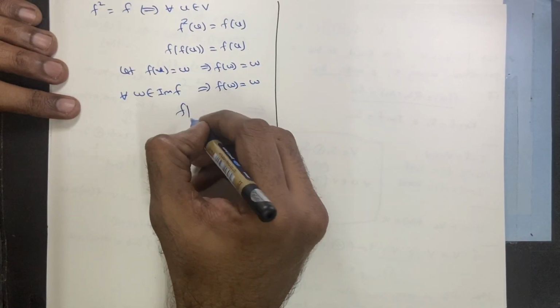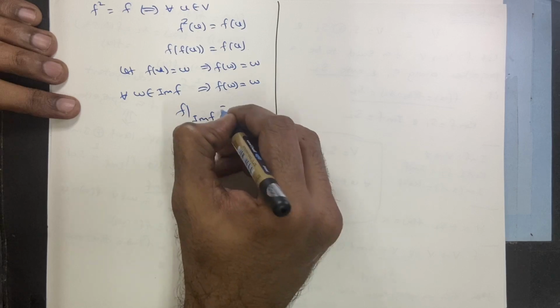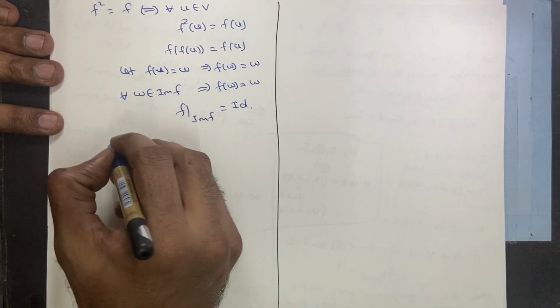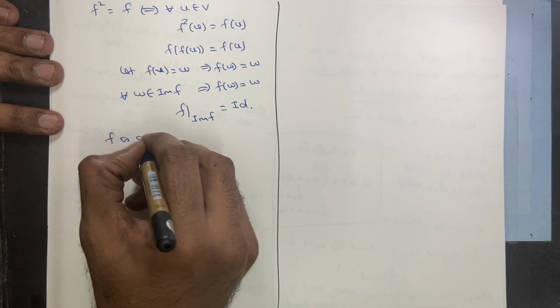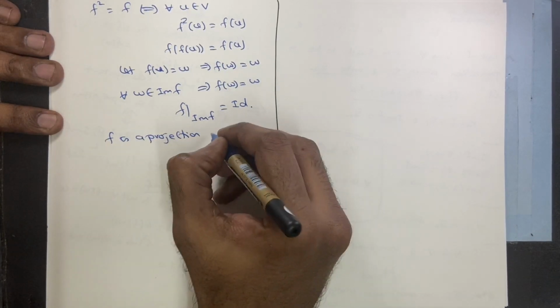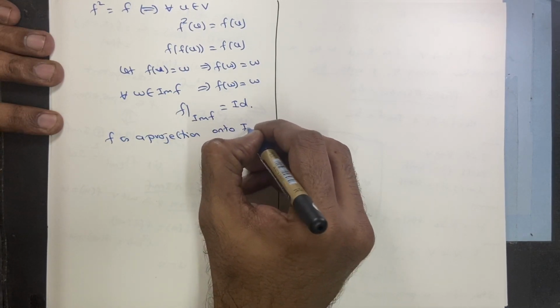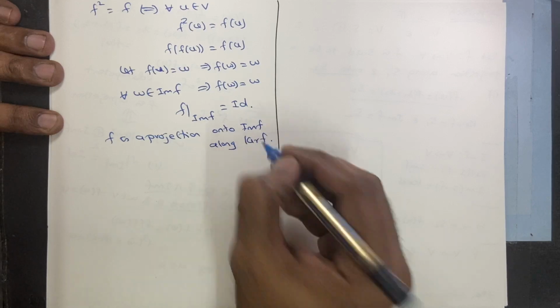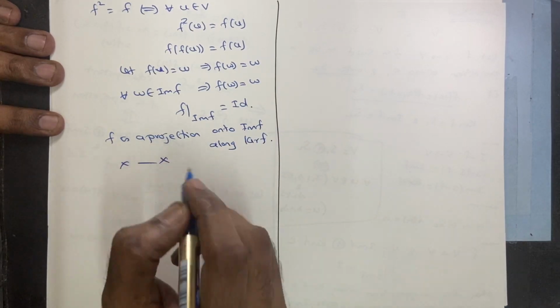It means that F restricted to the image of F is the identity map, and hence we have proved that F is a projection onto the image of F along the direction of the kernel of F. Okay, so that's what we wanted to prove here.